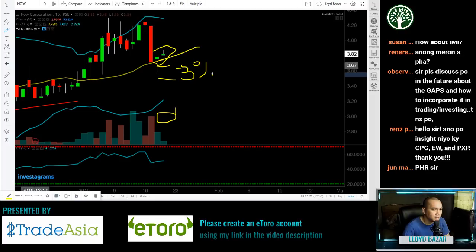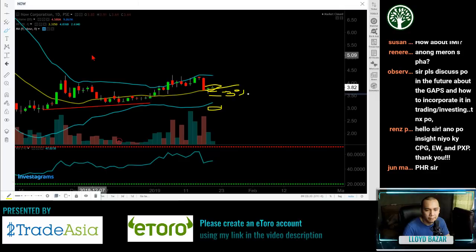It's just that for me, it's kind of overpriced already si Now. Not seeing any significant movement for Now of the company as of the moment. 4 pesos should be the max of Now. So, kind of shaky for me. Asan na ako? Now, ABA. Ayan, question about ABA.